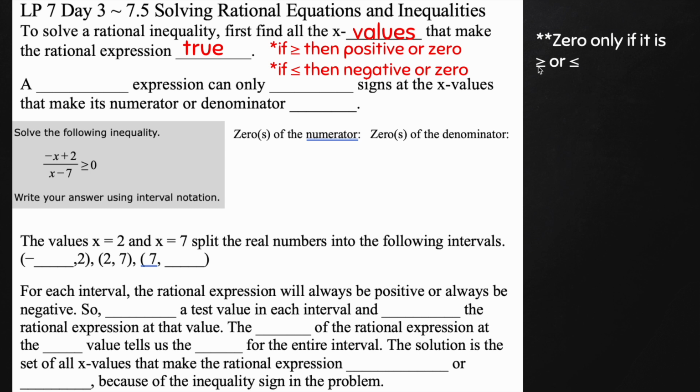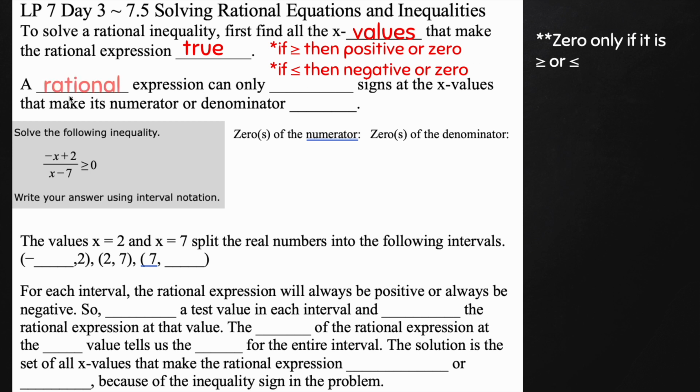Remember, 0 only applies if it's equal to, right? So it depends on the inequality we're presented with. If you look down here, we're presented with greater than. So in this problem, we're looking for positive values or 0 because it's greater than or equal to 0. If they gave you a less than or equal to 0, that would be the opposite: you'd be looking for negative or 0.